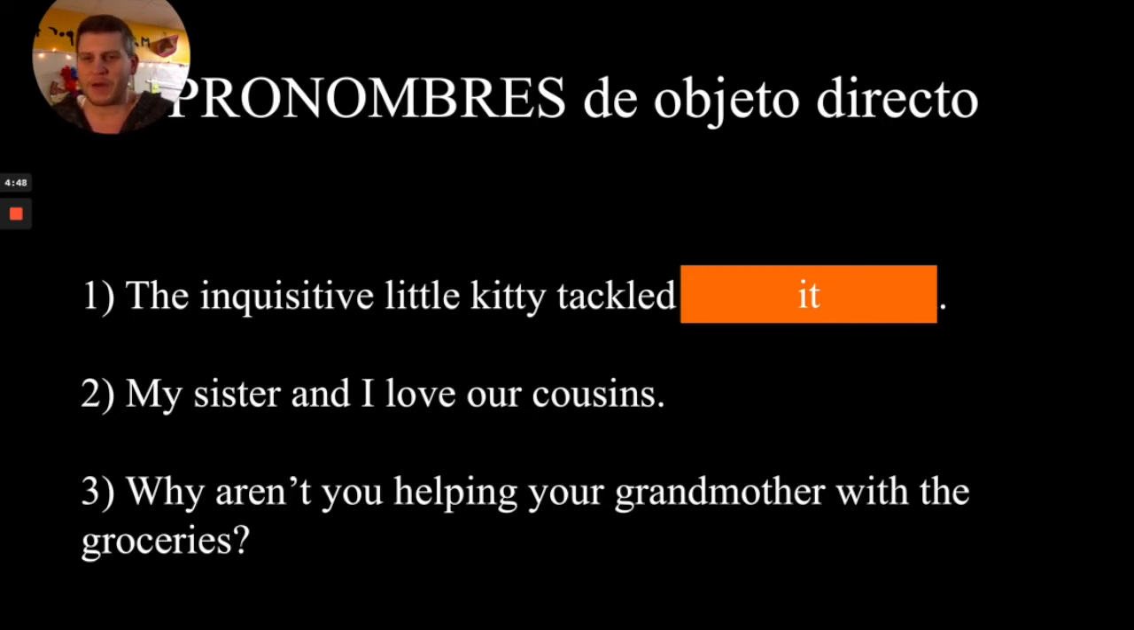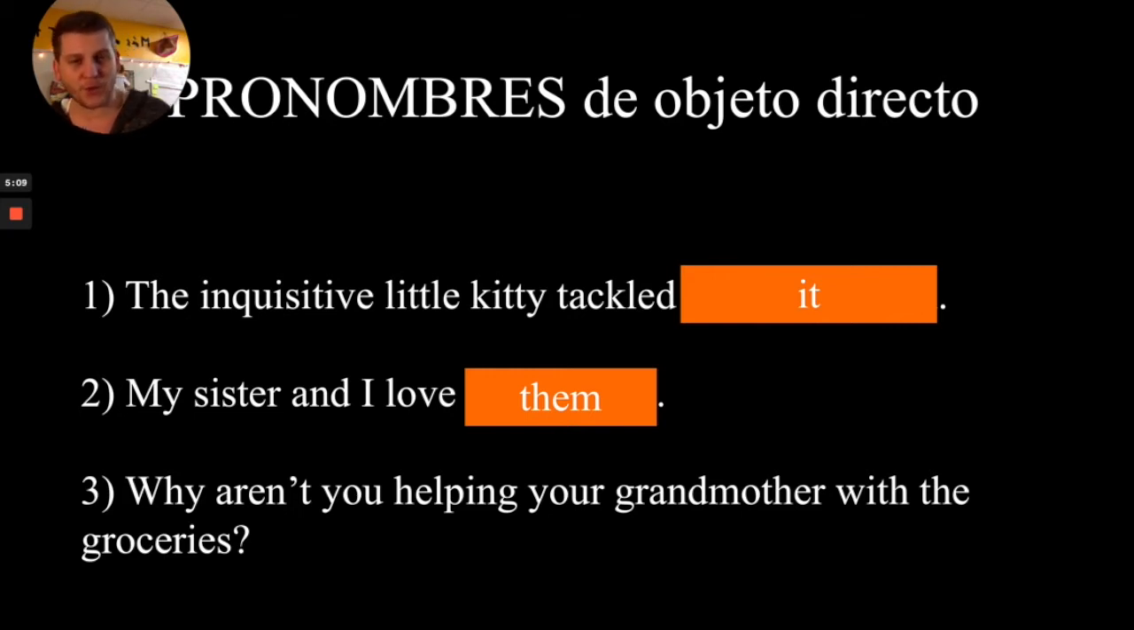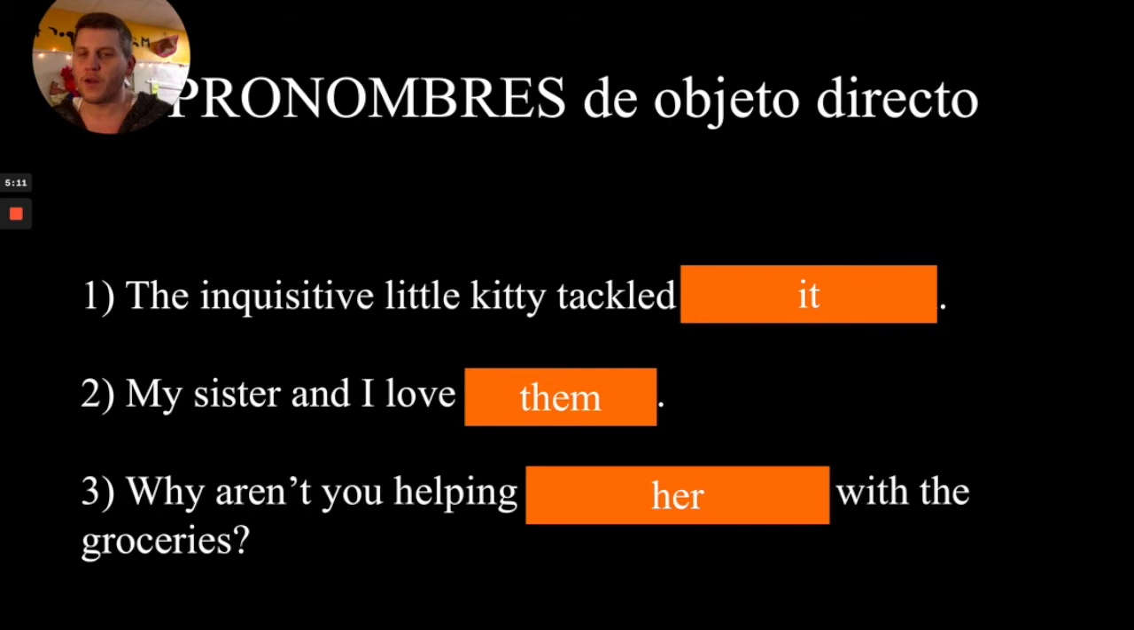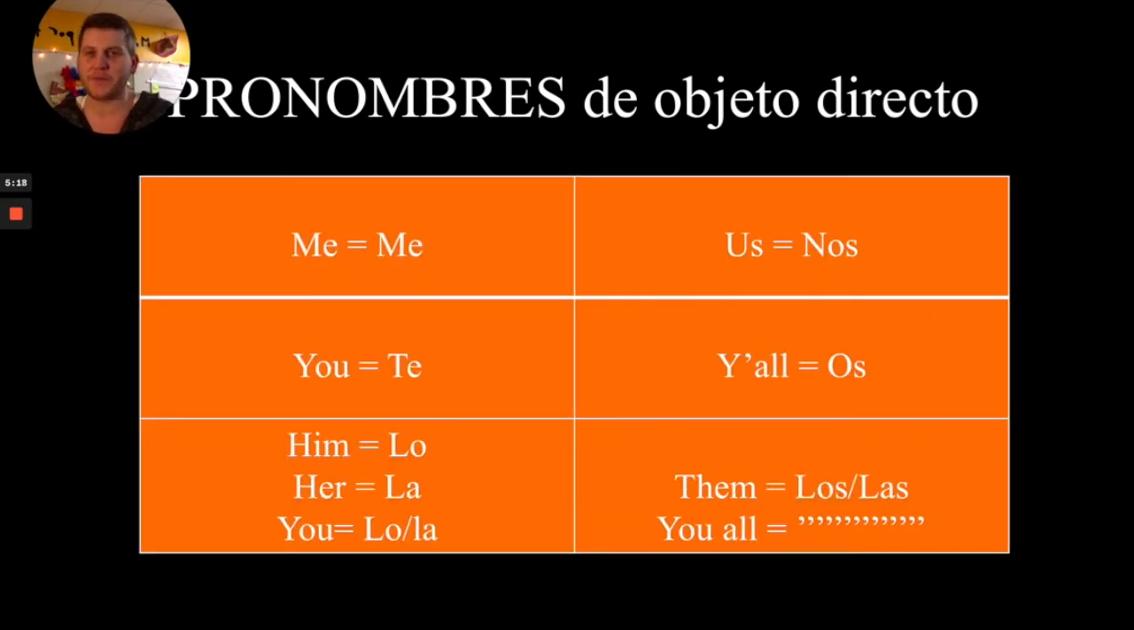Let's do number two. My sister and I love our cousins. Well, we agreed that our cousins was the direct object. We're going to replace it with a pronoun. My sister and I love them. Again, we are going to learn to do this in Spanish today. Number three, why aren't you helping your grandmother with the groceries? Let's replace the direct object grandmother with her. Why aren't you helping her with the groceries? Again, this is what we are doing in Spanish today. So let's get started on the Spanish bit now.